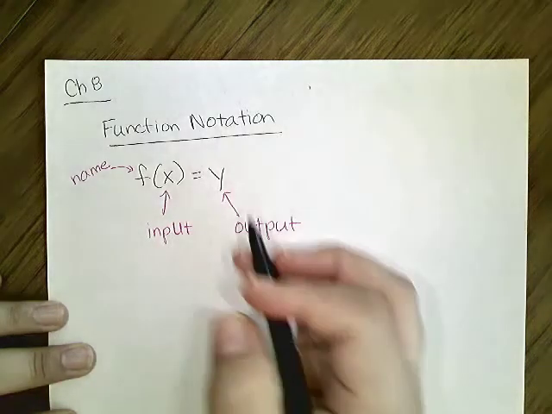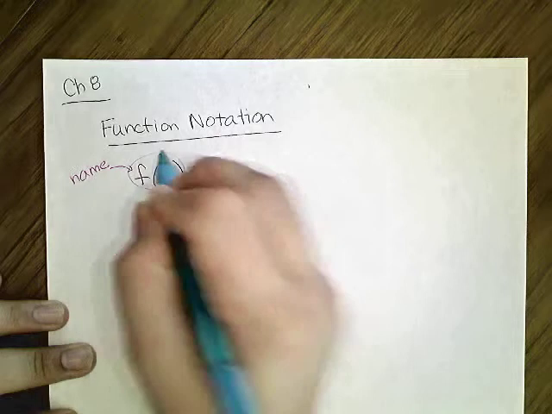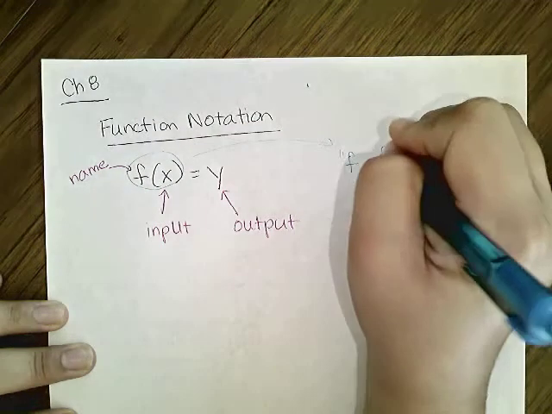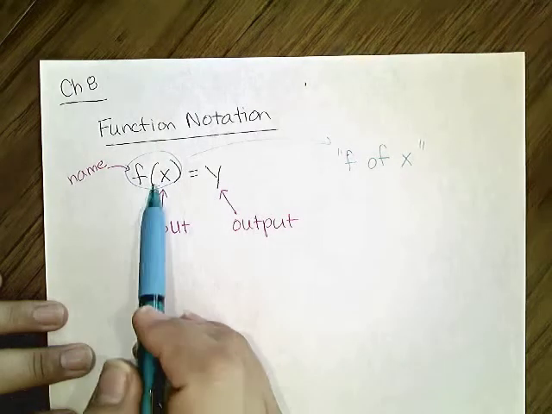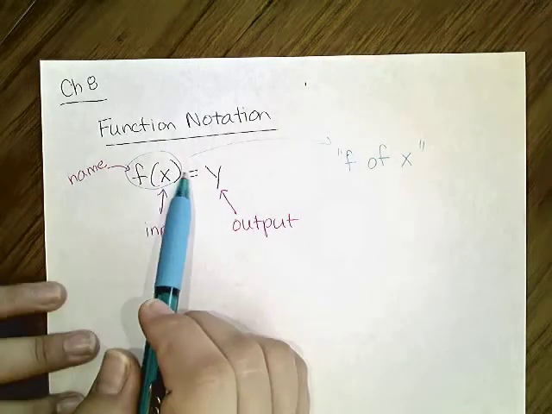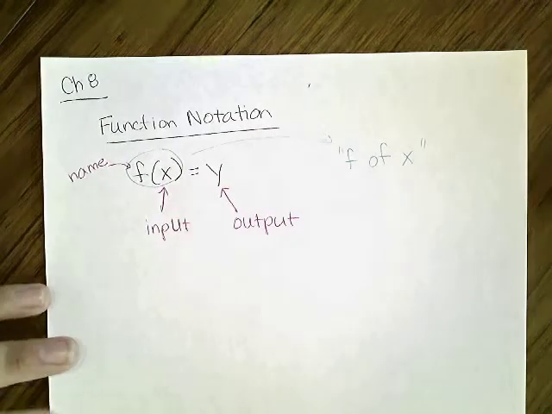The way that we read this whole side, we read it as f of x. It's really common to think that this means f times x, like it's multiplying two variables, but it's not. This stays together all the time. We're not separating these things.